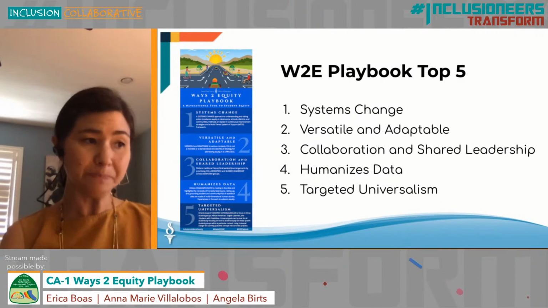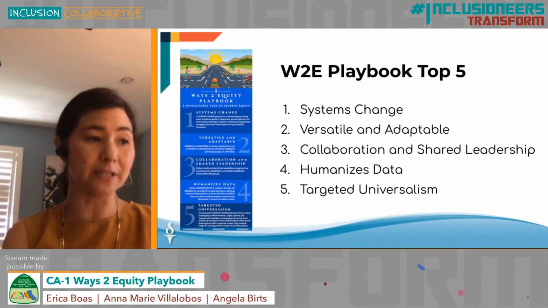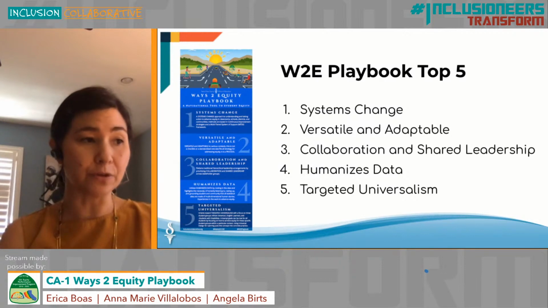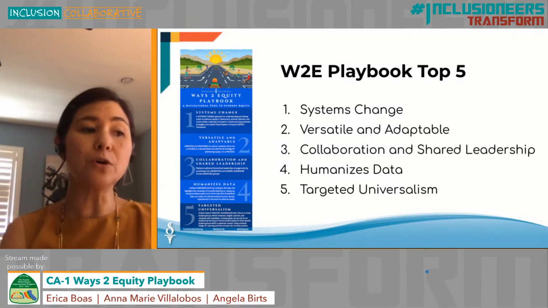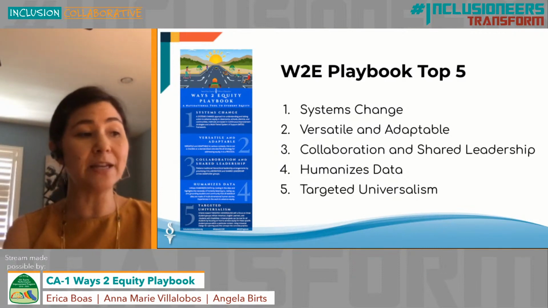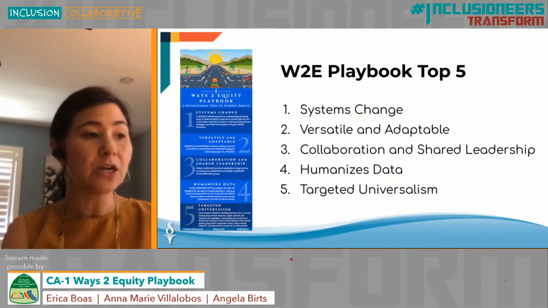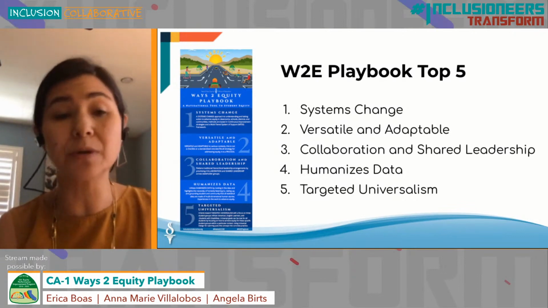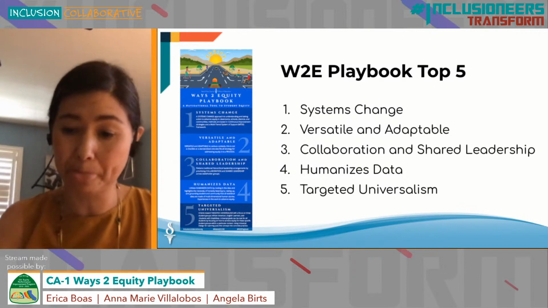Fifth and finally, it centers targeted universalism with a focus on the three aforementioned student groups. Universal goals can be met for all students by focusing on how to achieve equity for these specific student groups within a particular context. Using universal design for learning puts this concept into concrete practice.